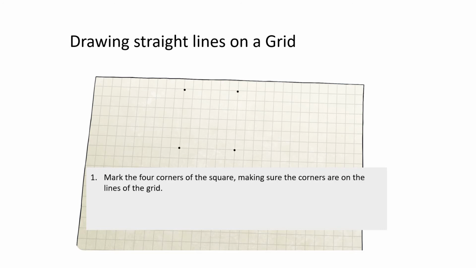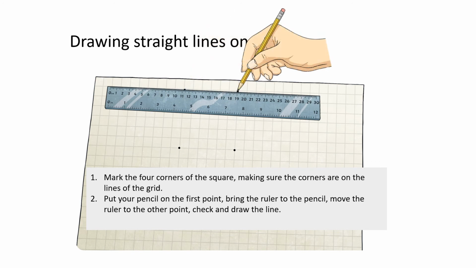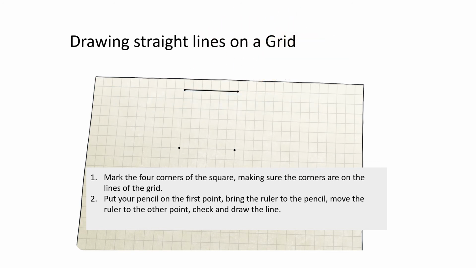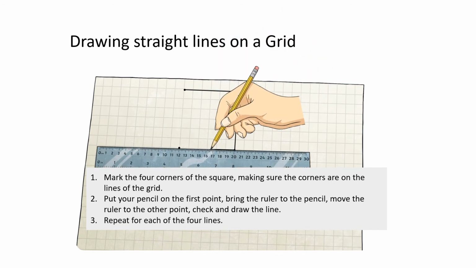So if I wanted to draw a square, I would first mark the 4 corners, the 4 vertices of the square, making sure that the vertices are on the lines of the grid. Then I would put my pencil on the first point, bring the ruler to the pencil, move the ruler to the other point, check and draw the line. So now you can see I've drawn one side of my square. And I'll just keep repeating for the other sides.